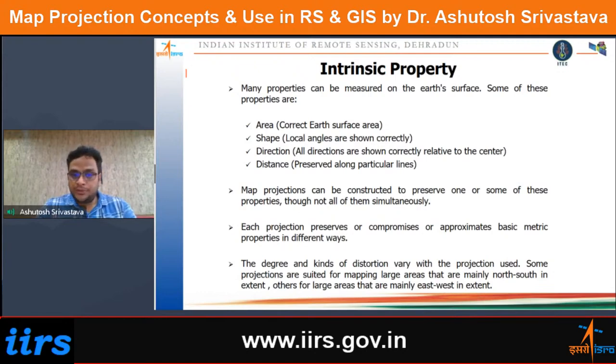So each projection preserves or compromises or approximates basic metric properties in different ways. The degree and the kind of distortion vary with the projection used. Some projections are suited for mapping large areas that are mainly north-south in extent, others for large areas that are mainly east-west in extent. Okay, so as I told you, some map projections preserve one property, some preserve different properties. So various map projections exist.